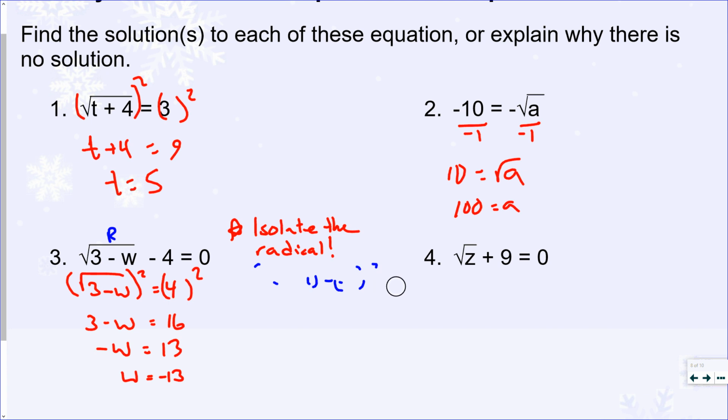What is part of the main lesson is isolate the radical. Add the 4 to both sides, and then when you square it, no mess. Nice and clean. Same thing over here. Subtract 9 from both sides. Root z equals negative 9. Hey, we know this one. Guess what's going to happen? Nothing. Why? Because roots can't be negative.